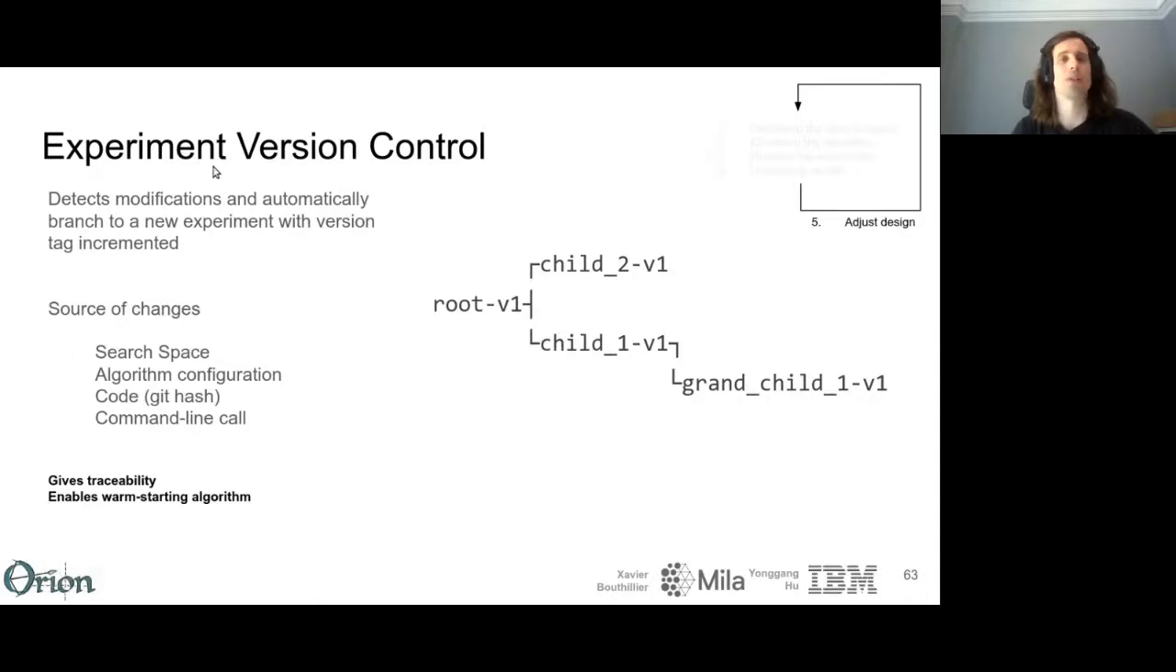So last part, we'll be using the experiment version control. This is something that is specific to Orion. You can think of it as code version control, but at the level of the experiment.